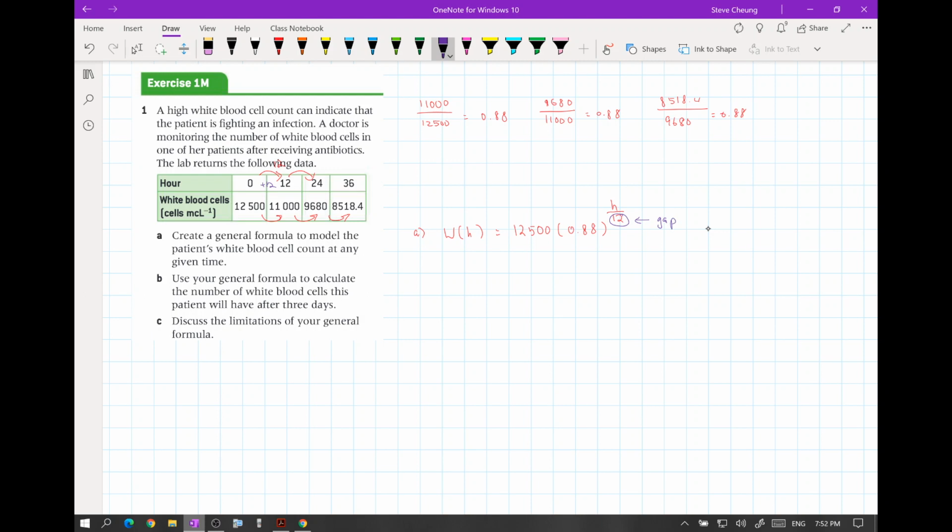So if this was just like after 0, 1, 2, 3, 4 hours, you can think of this as H over 1, but that's just H. So you can think of this as an even more general form.